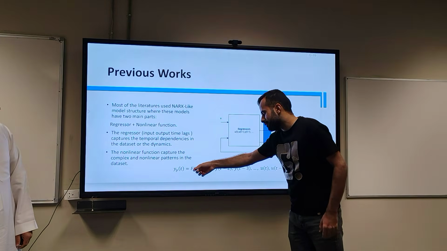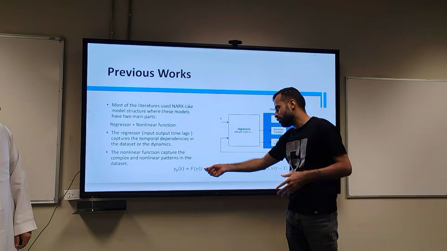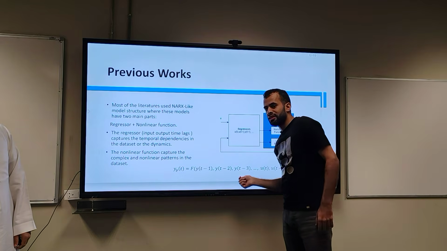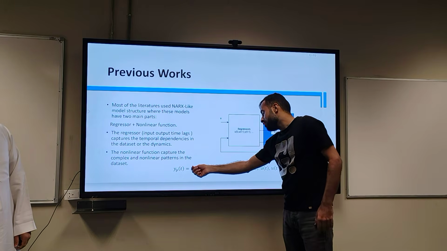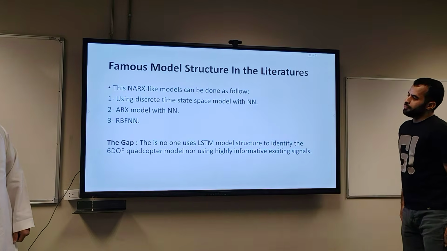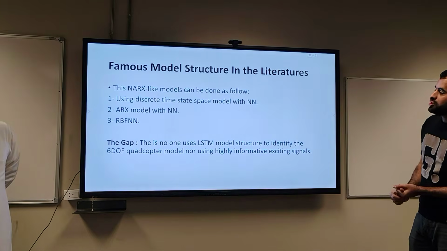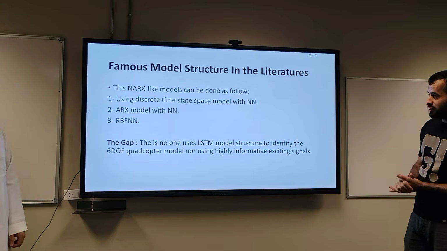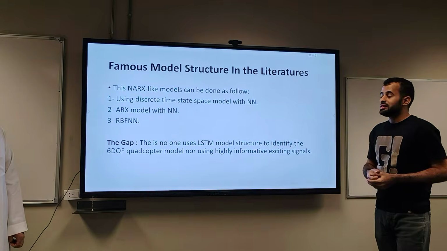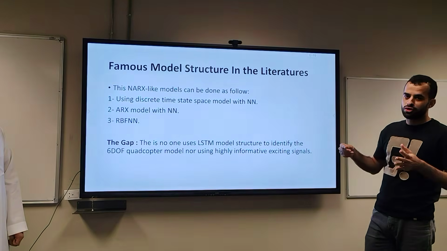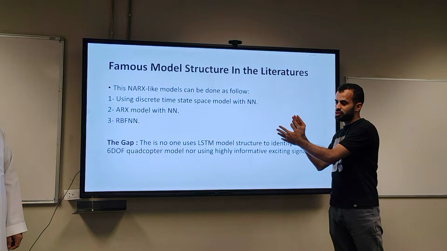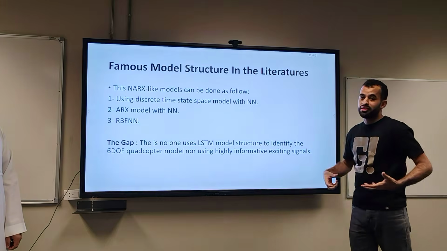We know that in linear autoregressive models, the relationship between the prediction and the input and output is a linear function. But here, we have a nonlinear function of the time lags of the input and the output. What we found in the literature is that they used nonlinear ARX models, which can be done as follows. The first way, they used a discrete state space model with a neural network. At the level of the input of the neural network, they used discrete state space to make the system able to capture the dynamics in the data.